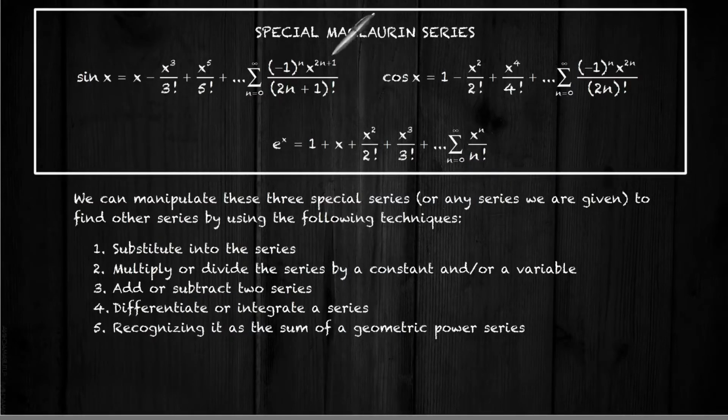You can take some time to generate these on your own, but for the purposes of this video, I am going to assume that you have these already memorized, because we are going to take these three and manipulate them over the next couple of videos. We're going to manipulate them to find other Taylor series for more complicated functions by using the following techniques: substituting into the series, multiplying or dividing the series by a constant and/or a variable, adding or subtracting two series together, differentiating or integrating a series, or recognizing it as a sum of a geometric power series. None of these probably make any sense to you, so let's just jump in with an example.